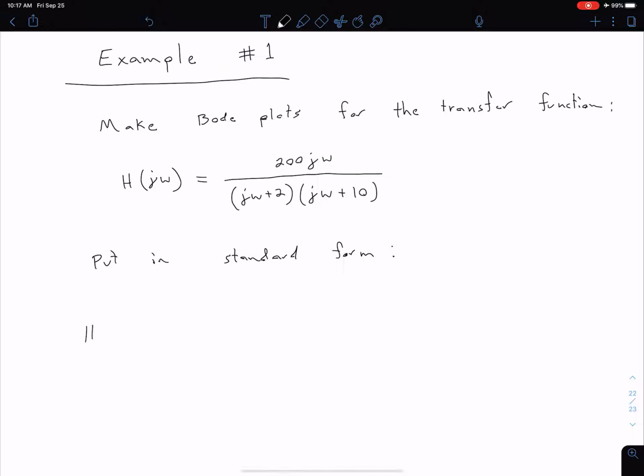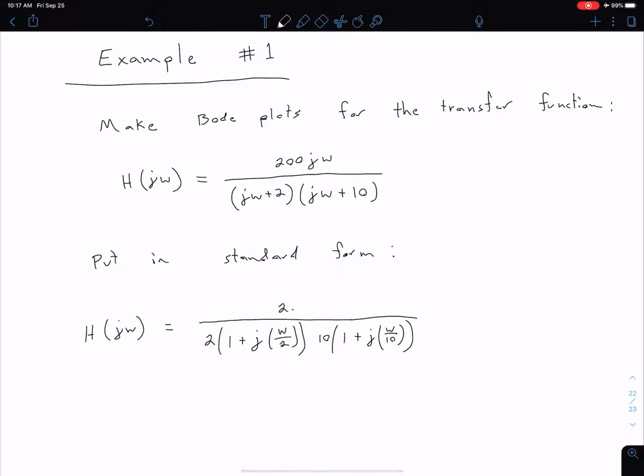If we want to get this in standard form, the main thing we want to adjust is the denominator. When we had our poles, we had 1 plus j times something. For the first term, we can factor out a 2 to make that a 1, and then we now have omega divided by 2. Again, we've just factored out that 2. We want to do something similar with the second term in the denominator. Here we want to factor out a 10 in order to make that a 1 plus j, and because we factored out a 10, that omega becomes omega divided by 10.